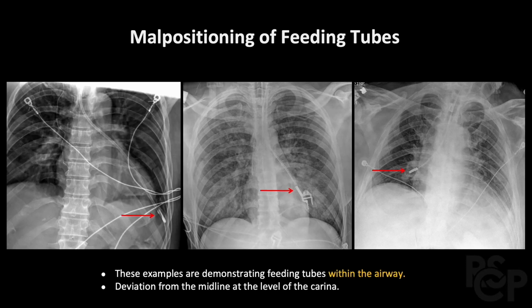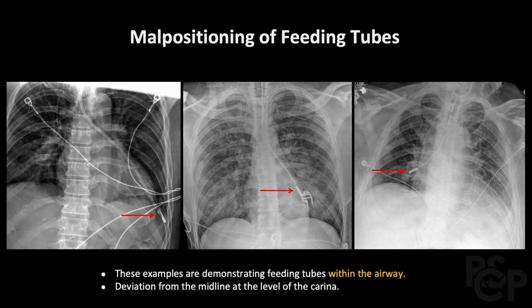Next we're going to be talking about malpositioned feeding tubes. On this slide, you can see some examples of feeding tubes within the airway. You can see that there is this deviation from the midline at the level of the carina, indicating that the feeding tube is actually not coursing through the esophagus, but through the trachea. In the left case, notice how the tube is very distal in the airway. It's likely in the left lower subsegmental bronchus or a terminal bronchiole. The tube is more proximal in the middle and right examples.